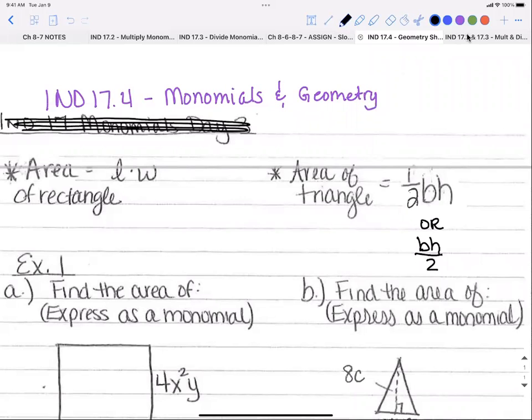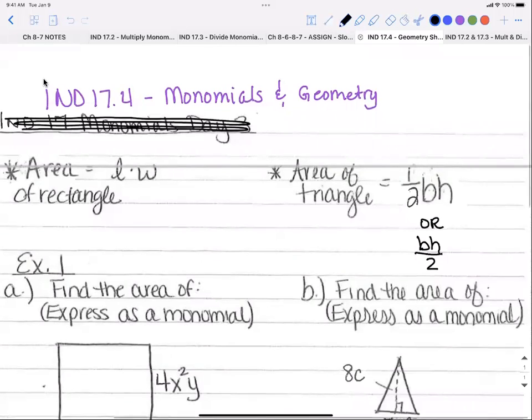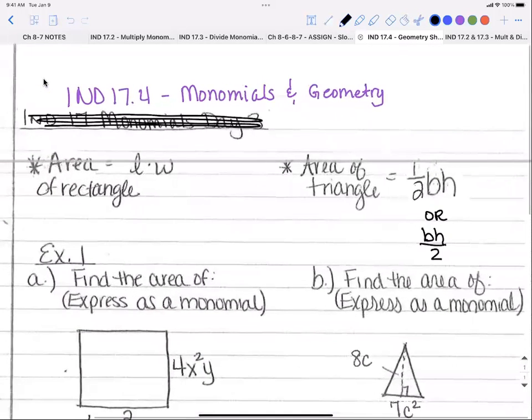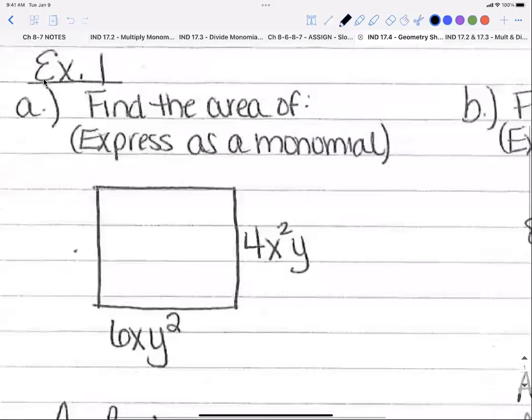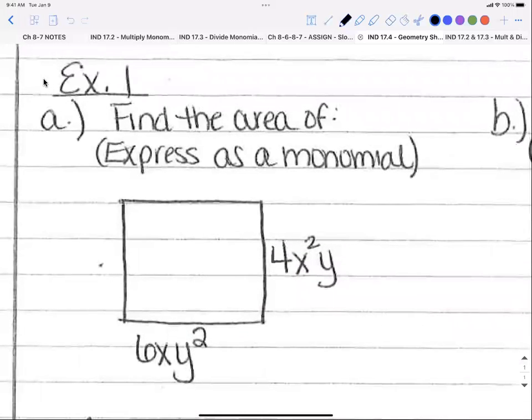All right, indicator 17.4 is looking at monomials through the lens of geometry. So the two equations that you need to have in your notes, and if you're at home, pause the video and write these down, is that area of a rectangle is length times width, and area of a triangle is 1/2 base times height, or, and it's the same thing, but another way to look at it is base times height divided by 2.